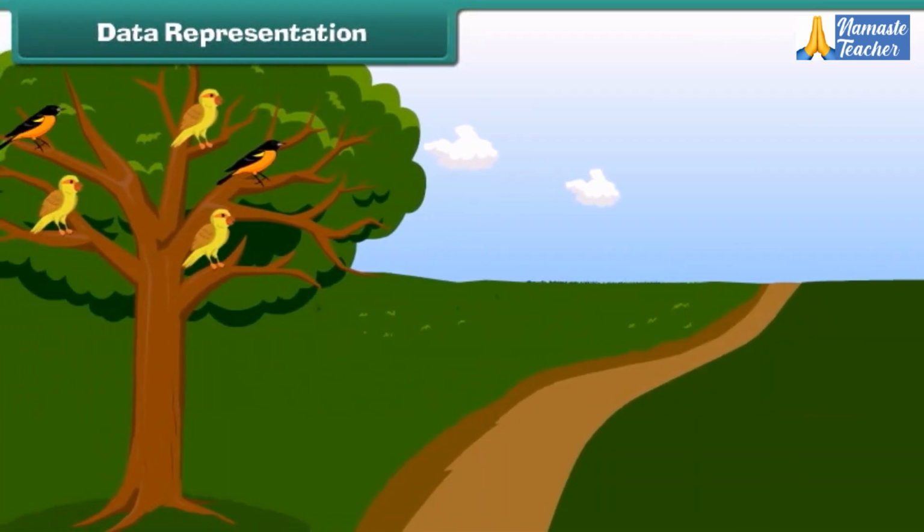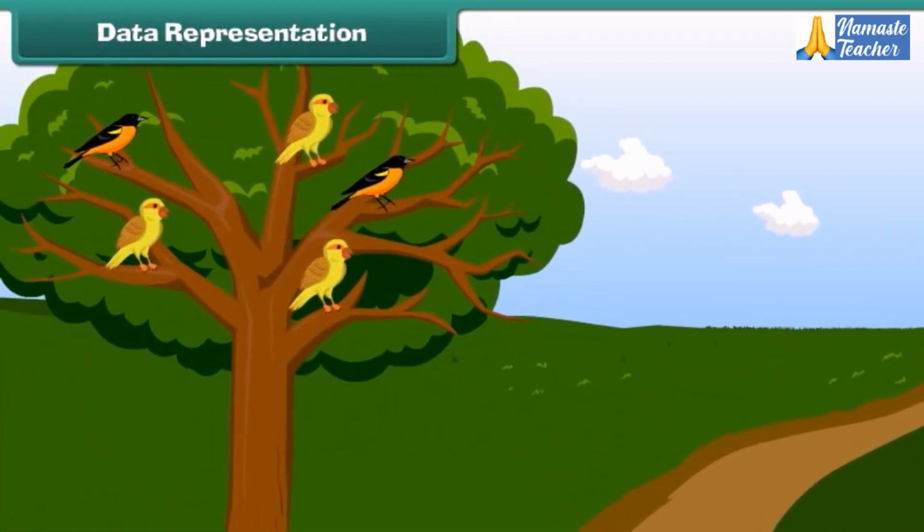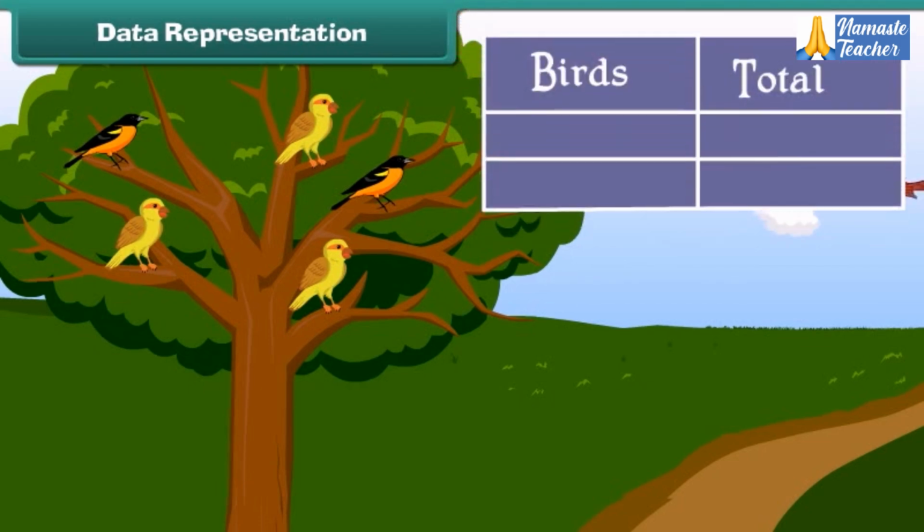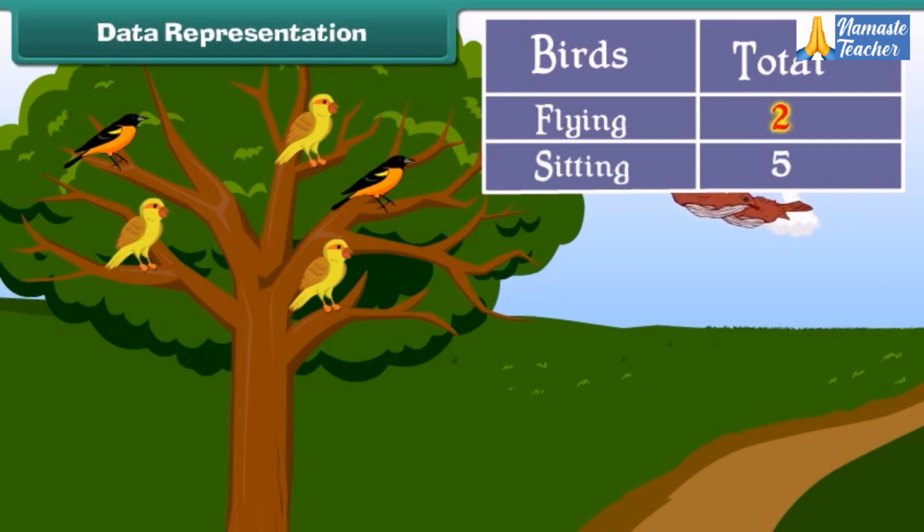It's so pleasant morning. Look at the birds near the branch of tree. We will now find the data of birds from this tree. There are 2 birds which are flying and 5 birds which are sitting on the tree.